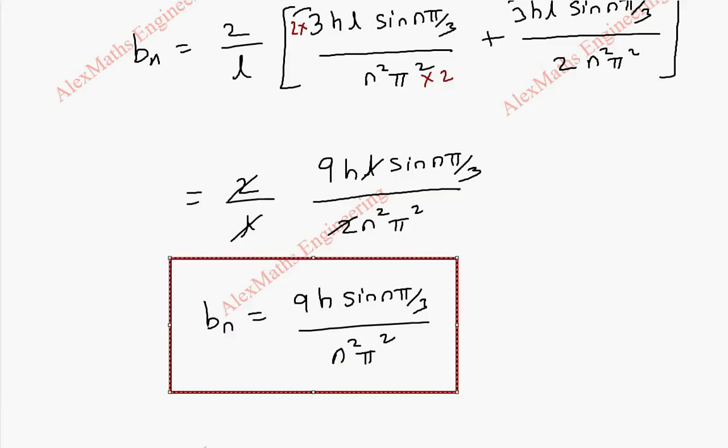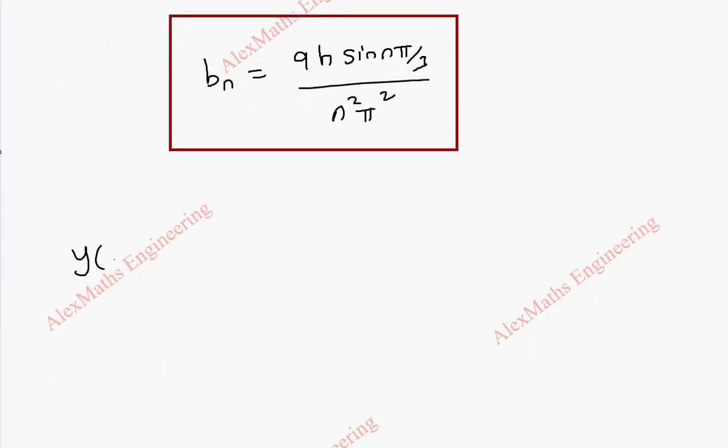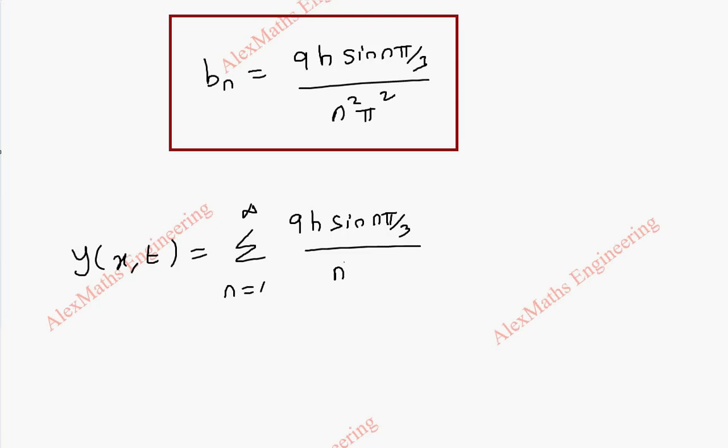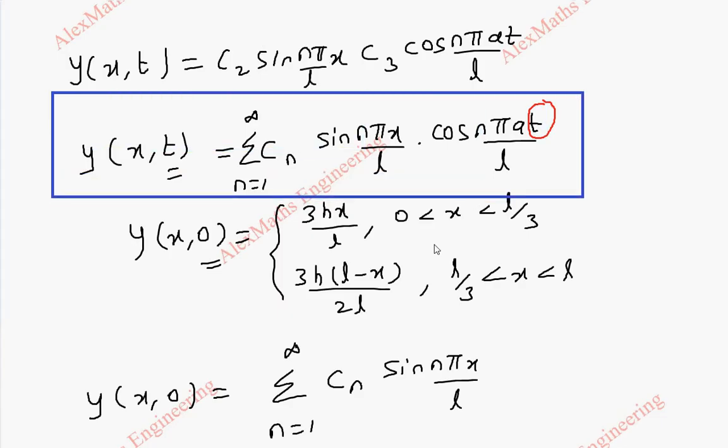We are going to substitute this in our solution. In our solution, what we had is y of x comma t equal to summation n from 1 to infinity Bn, which is 9h sin n pi by 3 by n square pi square. We had sin n pi x by L into cos n pi at by L. This is the place we have to substitute, and I have substituted. Cn is Bn. So after substitution, we get sin n pi x by L cos n pi at by L.